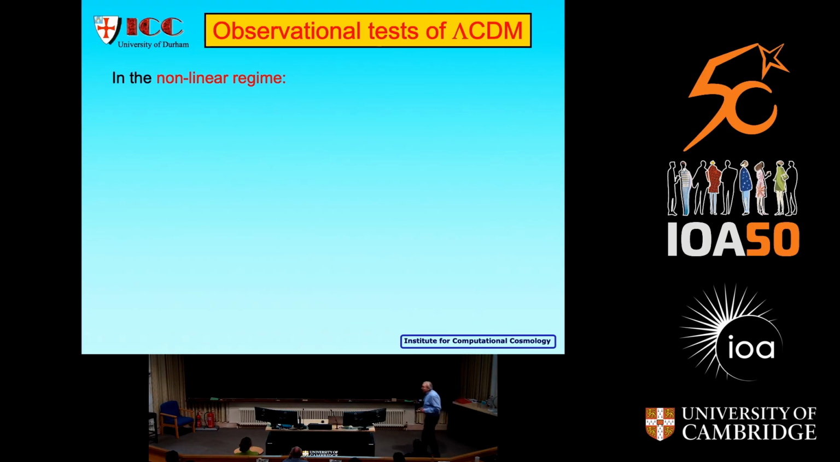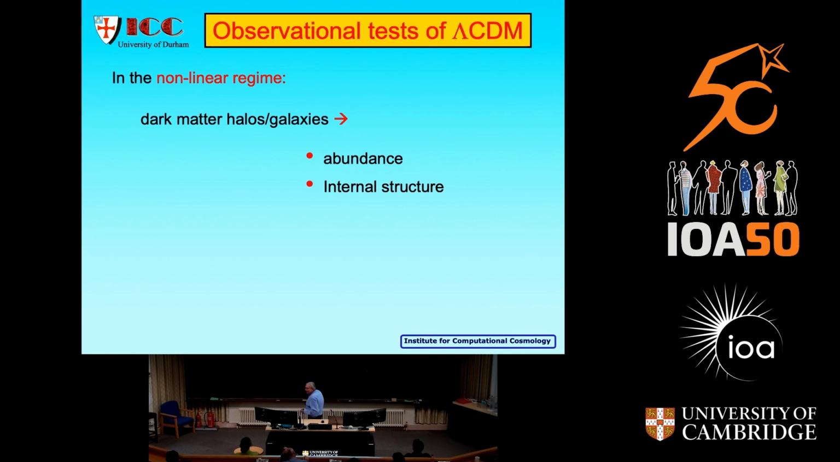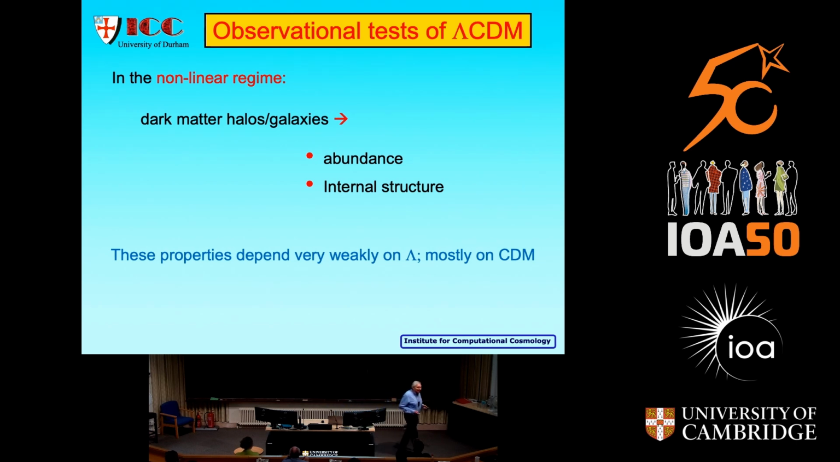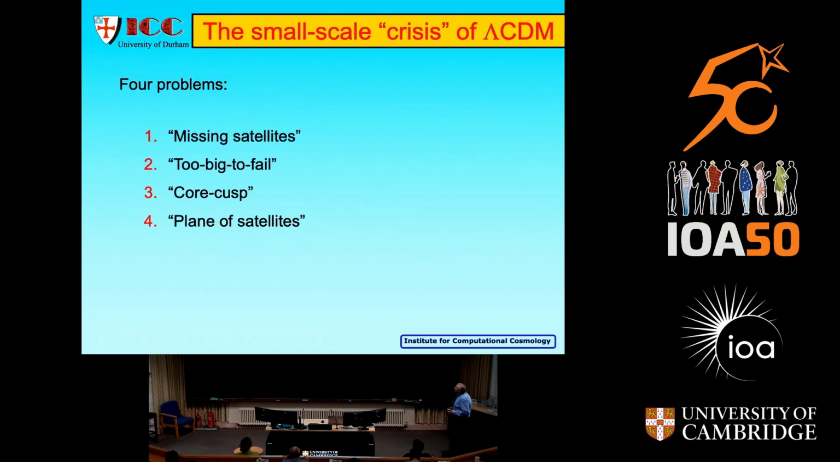To test CDM on these scales, we need to go to the nonlinear regime, which is the regime of galaxies and clusters. And the key statistics here are the abundance of halos or the galaxies and their internal structure. And these properties depend very, very weakly on lambda or X. So you can do clean tests of CDM, not worrying about what's causing the accelerated expansion of the universe. So there are four problems.